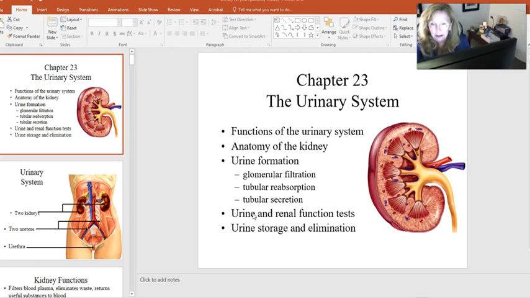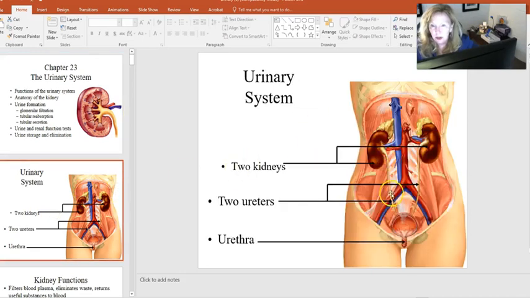Some of it's repeated, but it's never a bad thing to have redundancy, especially when you are learning about human physiology. So we'll get going here with the urinary system. We are going to take a look at the organs that compose the urinary system. This seems rather simple compared to some of the other organ systems that you all have studied.